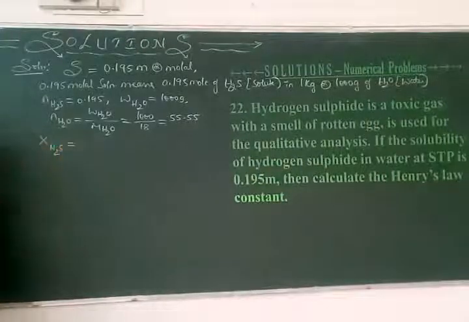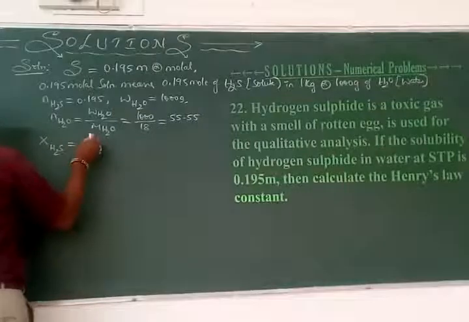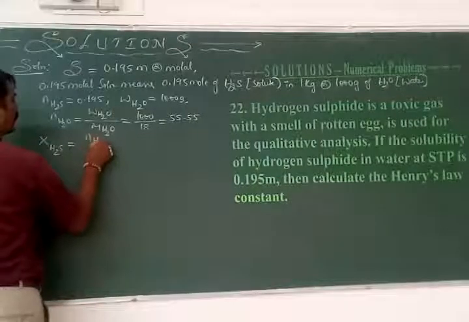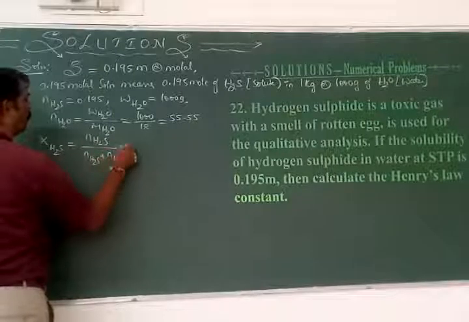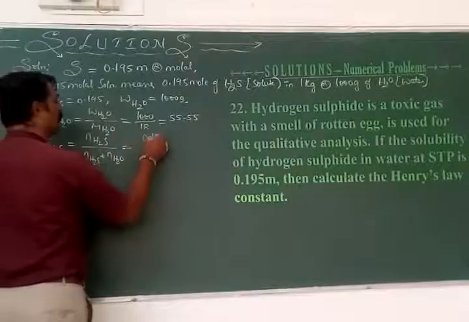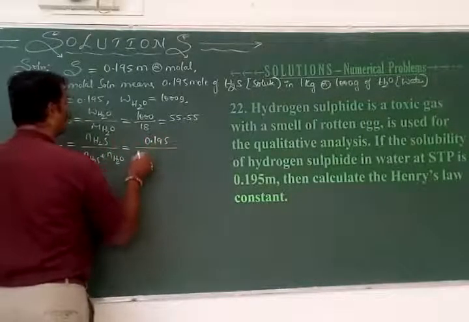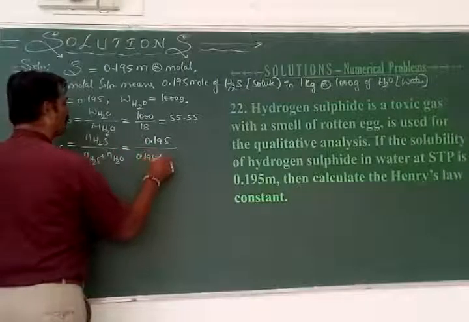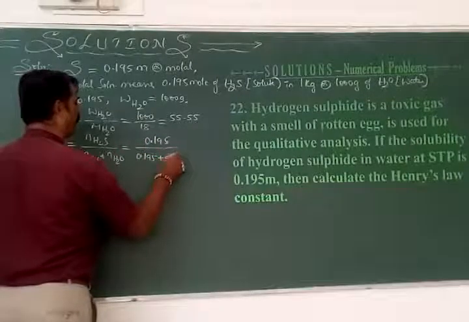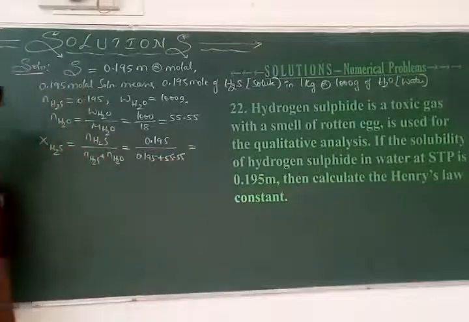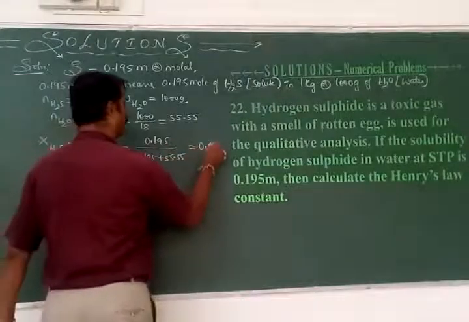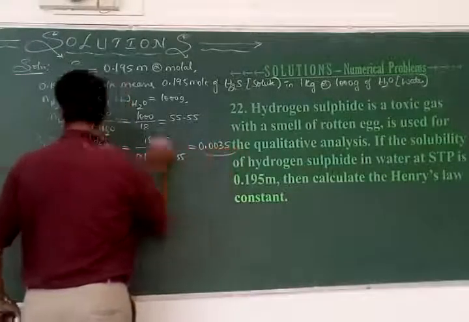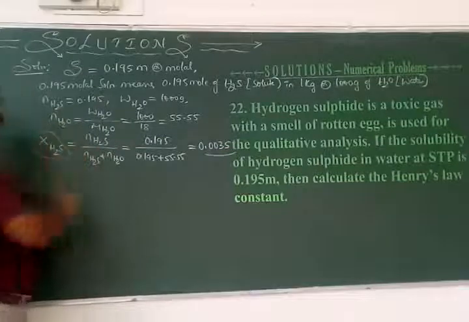The mole fraction of H2S is equal to the number of moles of H2S divided by the number of moles of H2S plus the number of moles of H2O. That is 0.195 divided by 0.195 plus 55.55. If I simplify that, the mole fraction of H2S is found to be 0.0035. What is this? It is the mole fraction of H2S.